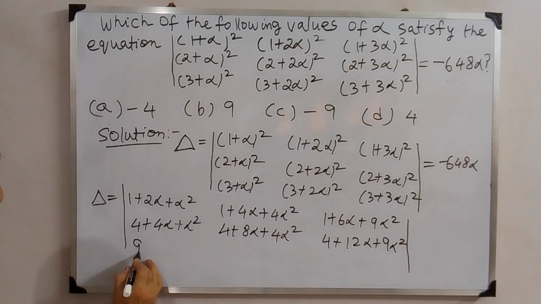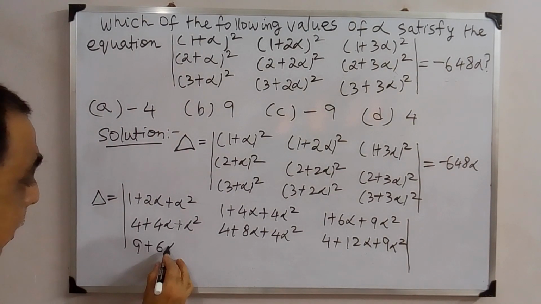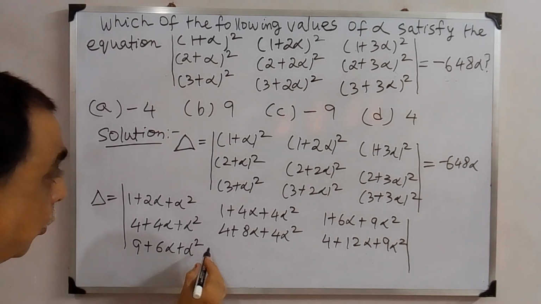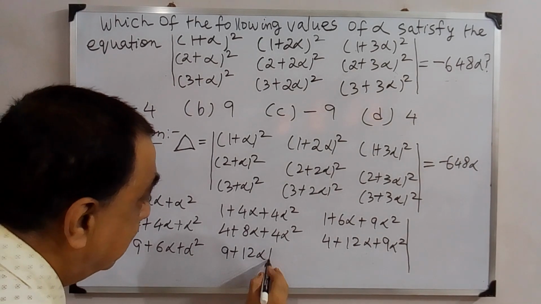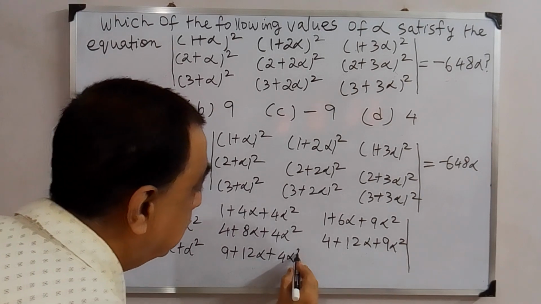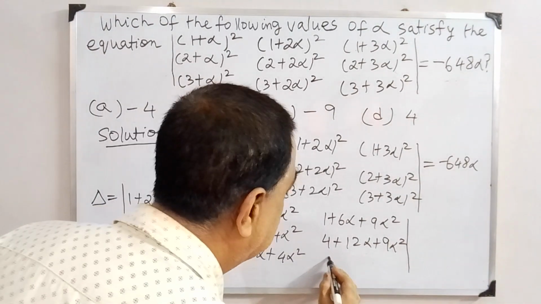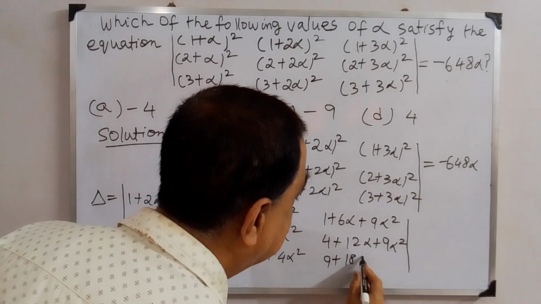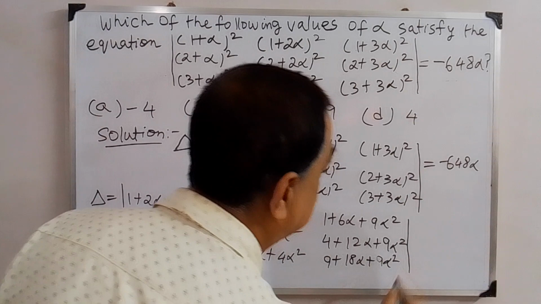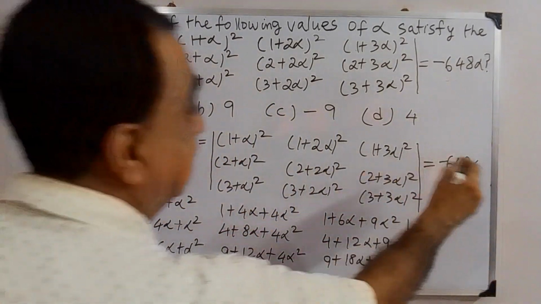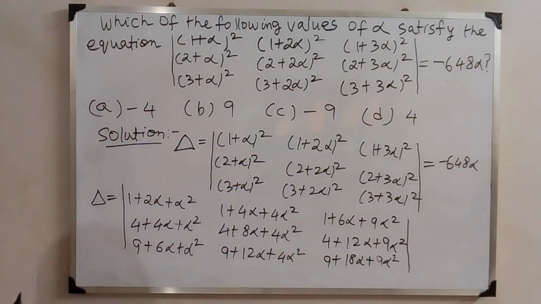This becomes 9 plus 6 alpha plus alpha squared. This becomes 9 plus 12 alpha plus 4 alpha squared. And this becomes 9 plus 18 alpha plus 9 alpha squared. So this value is minus 648 alpha.